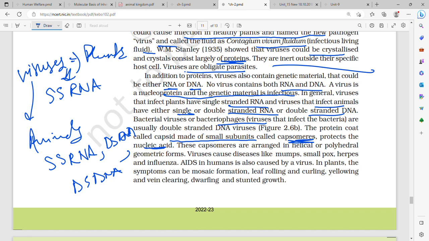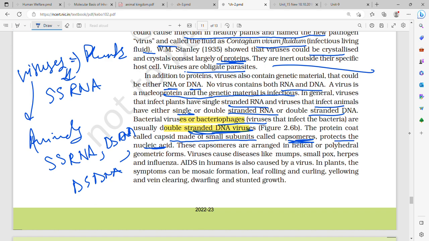In general, viruses that infect plants have single-stranded RNA, whereas viruses which infect animals can have single-stranded RNA, double-stranded RNA, and double-stranded DNA. No virus has both RNA and DNA. Then bacterial viruses or bacteriophages infect bacteria. The bacteriophage is double-stranded. This is important. Then the protein coat is called capsid. It is made up of many small subunits called capsomeres, which protect the nucleic acid.